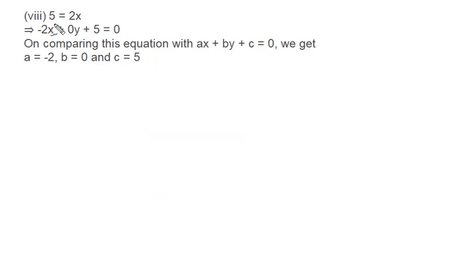Now again this is 5 equal to 2x. Okay. So you bring 2x to this side. So how much does it become? This is plus here, so minus 2x. And there is no y, so you write 0 times y. So minus 2x plus 0 into y plus 5 equal to 0. Now again you compare with this one. You get a equal to minus 2, b equal to 0 and c equal to 5.